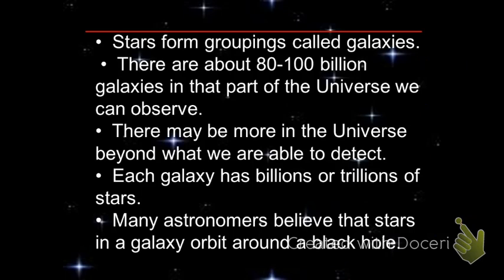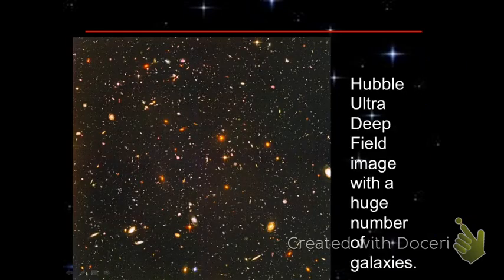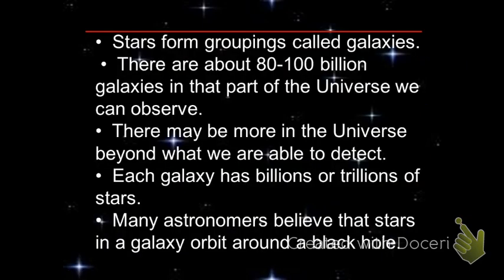Here's something, guys, that I cannot comprehend. There are 80 to 100 billion galaxies. And each galaxy has billions or trillions of stars. That's hard to grasp. Every galaxy, for example our Milky Way galaxy that we live in, has billions or trillions of stars in that one galaxy. But there are also 80 to 100 billion different galaxies.